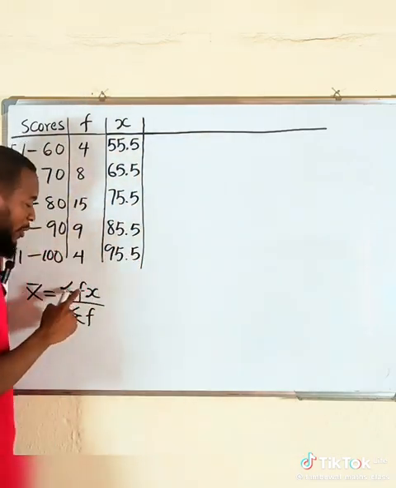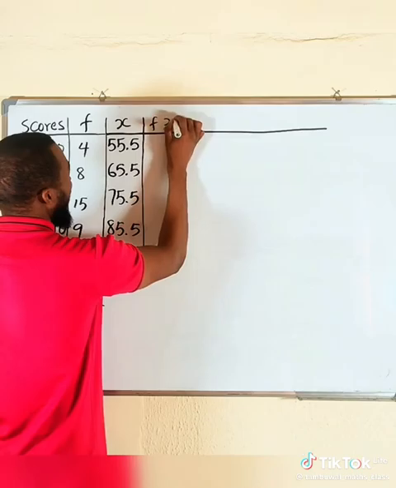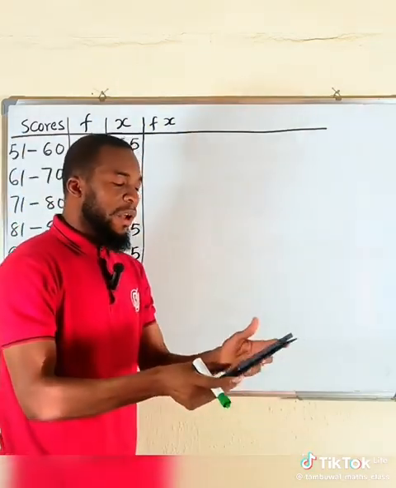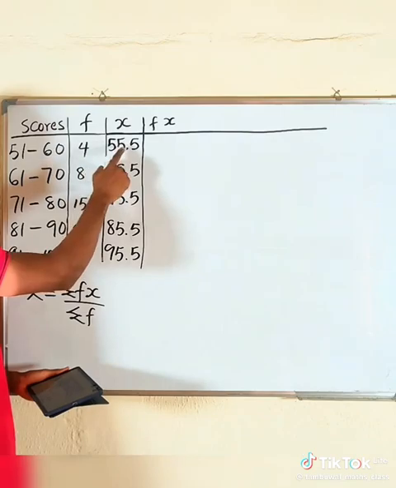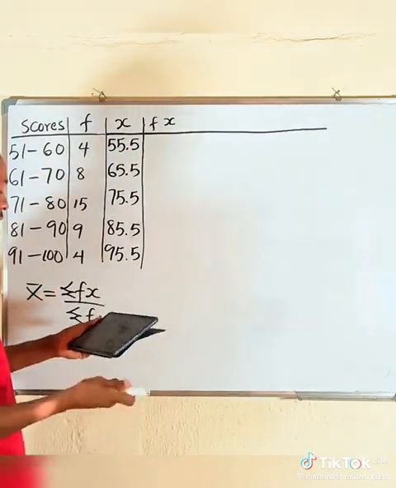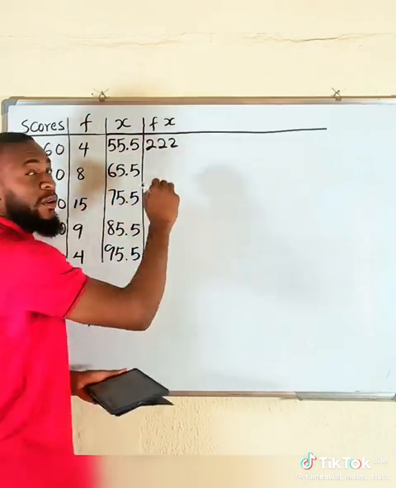Now the next one we are going to form is fx, f multiplied by x. Though I have everything here because it takes time, right? So let me just summarize it. If you take f, you multiply by x, you write here. Do for all of this. So what I have here is, the first one is 222. You can take your calculator and confirm.